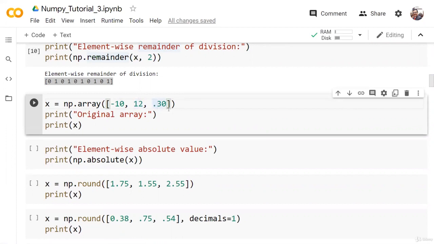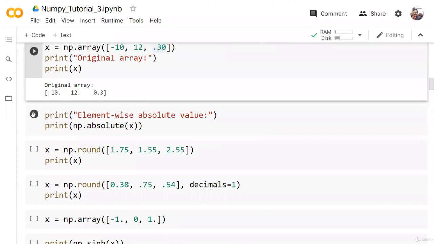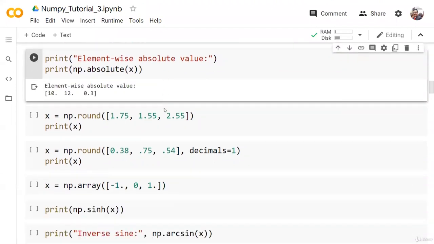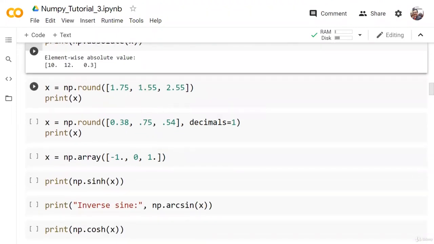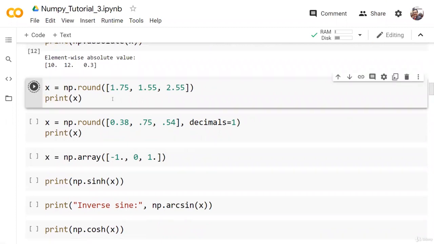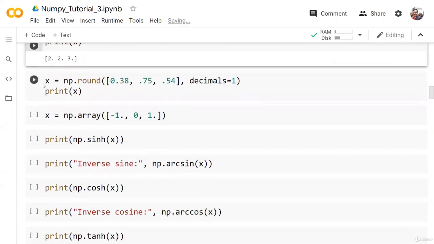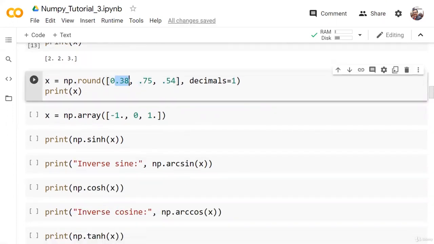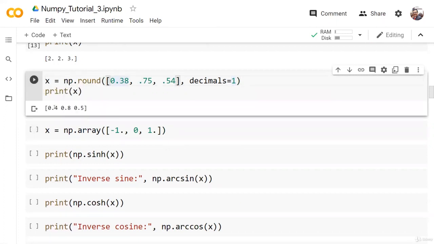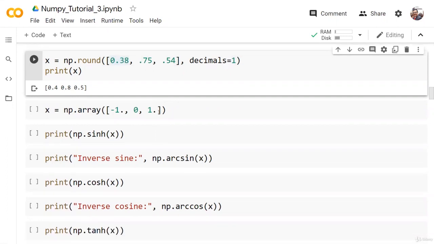Now suppose I take 3 values: minus 10, 12 and 0.3. This is the original array. I can find out the absolute value of that. Suppose I have the values 1.75, 1.55 and 2.55. I just want to round that, so 2, 2 and 3 are going to come. Suppose I have 0.38, 0.75, 0.54. I want to round off to decimal 1. After rounding off, only one decimal is going to come.